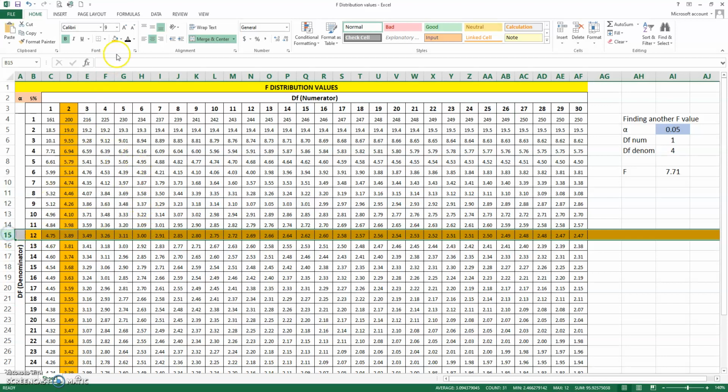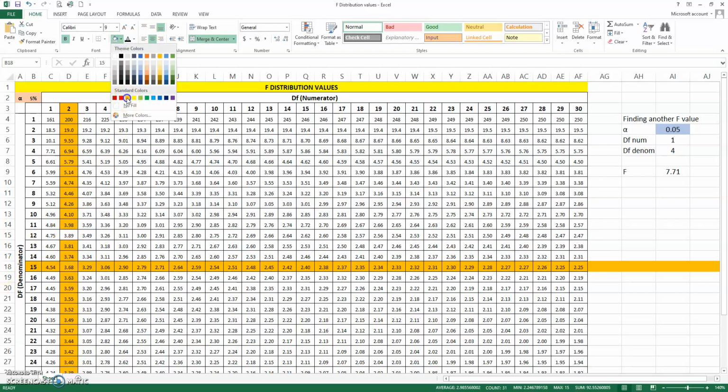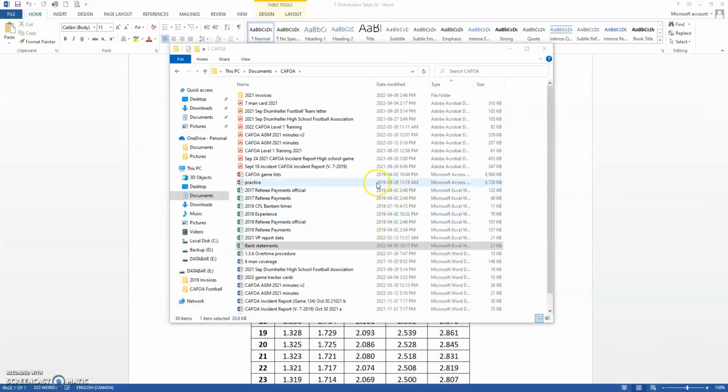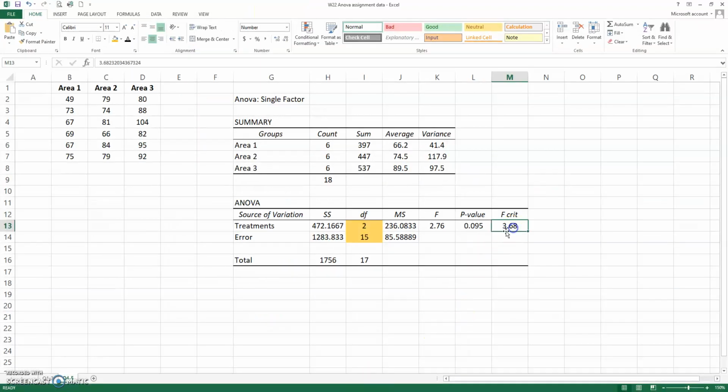Not 12, sorry. There we go. 3.68. I was looking at the wrong row, so 3.68 is our critical value. Our test statistic is given to us, so we can make the decision based on this test statistic value and the critical value. We reject the null hypothesis if F is greater than the critical value. It is not, so our decision is do not reject the null hypothesis.